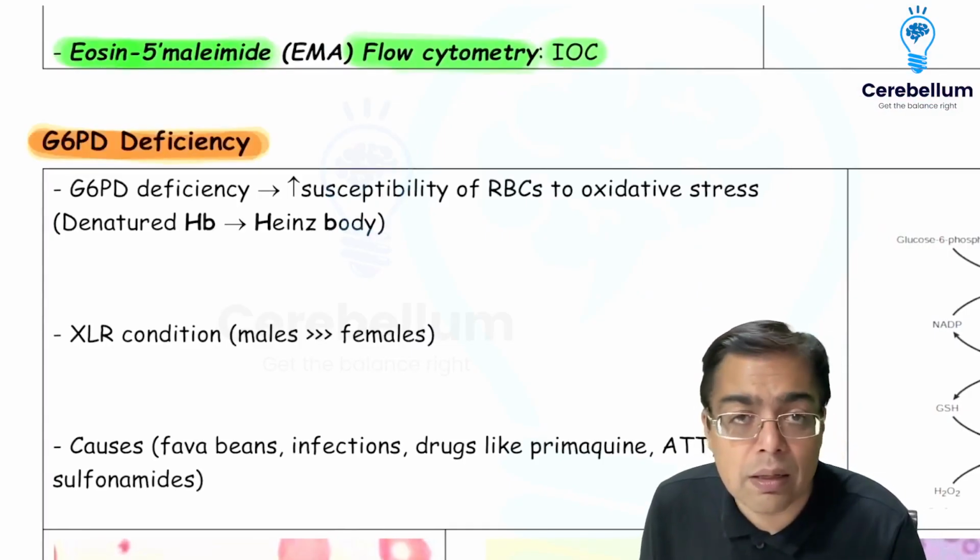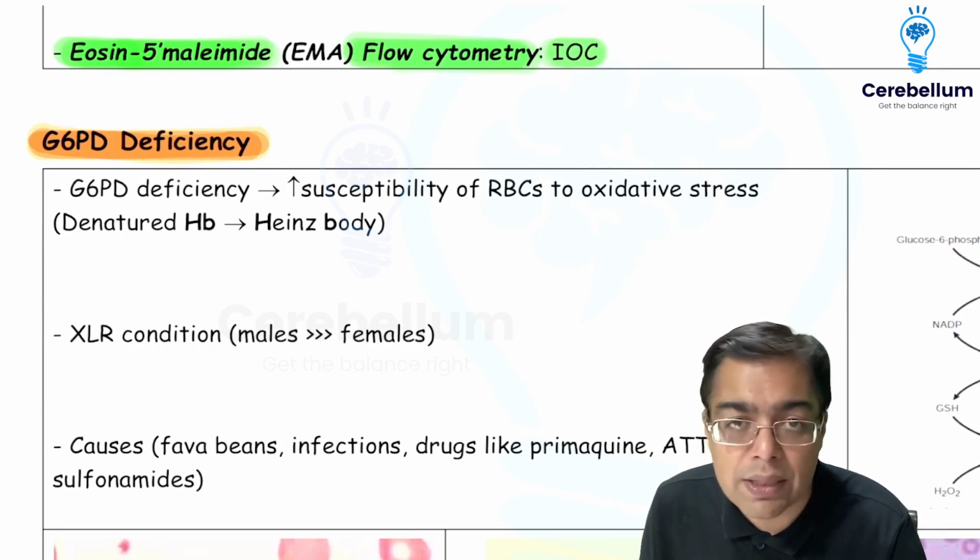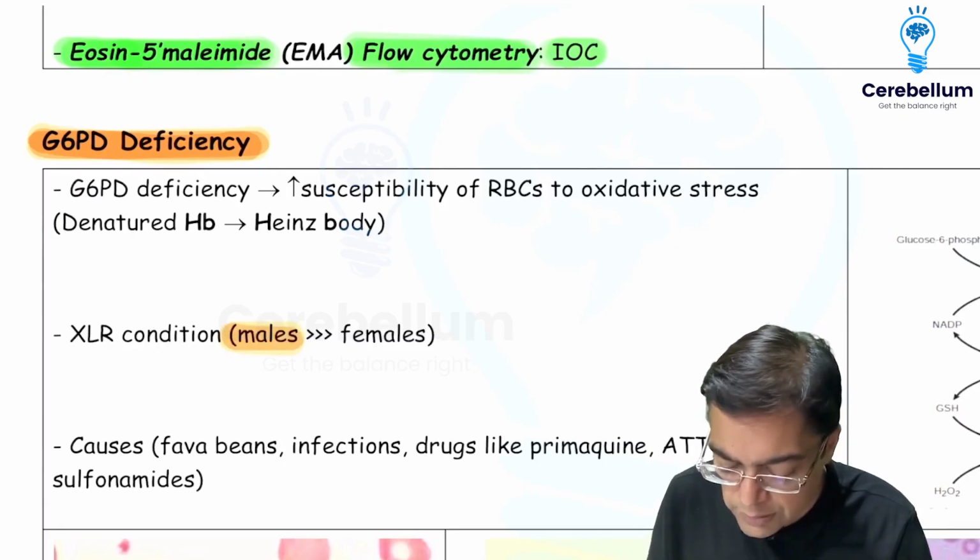We must remind ourselves of the genetics links over here. It's an example of an X-linked recessive condition. Any X-linked recessive condition, friends, is going to be more commonly observed in case of males.